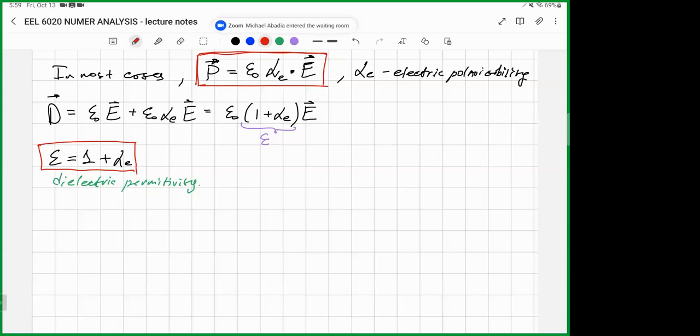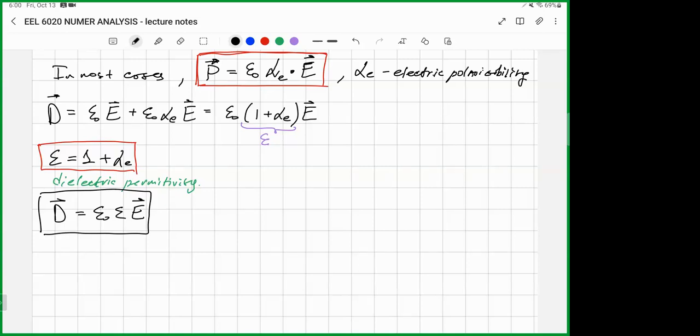Having this dielectric permittivity introduced, the displacement vector is given by epsilon 0 epsilon E. We had this formula for free space: D equal to epsilon 0 E. So we notice that in the presence of matter, the effect on the D field is in replacing epsilon 0 by epsilon 0 times epsilon.